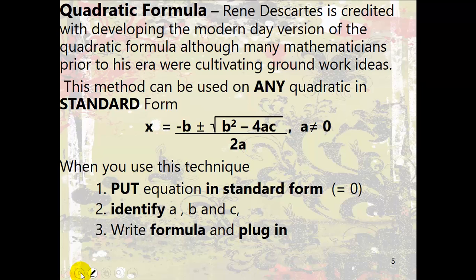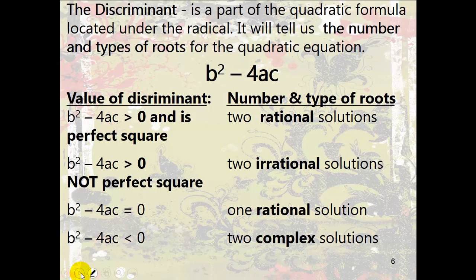When you use this technique, you want to make sure that your equation is set equal to 0. You want to identify A, B, and C, and then we're going to write the formula and plug into that formula. The way our homework is set up, we're going to actually be finding the discriminant first, and it actually is an easier way to manipulate this formula. The discriminant is the part that is located underneath the radical. It is the b squared minus 4ac.